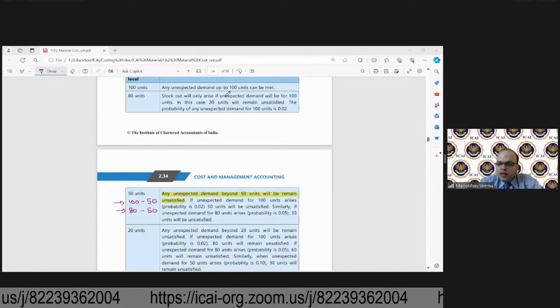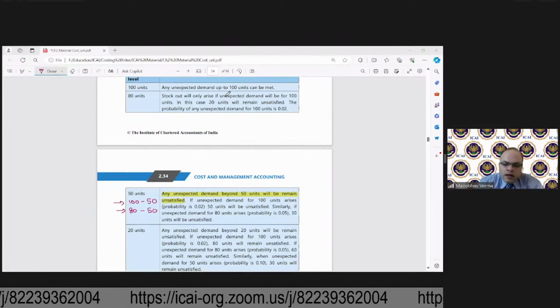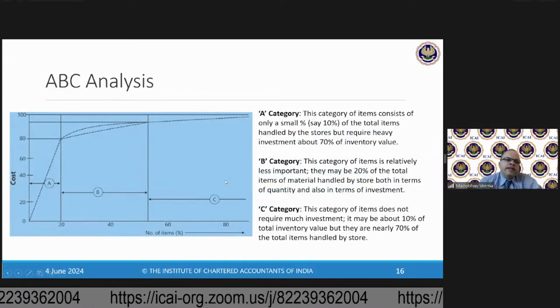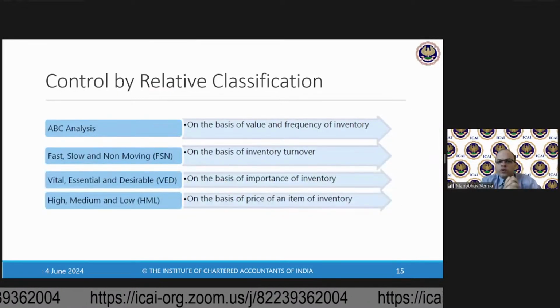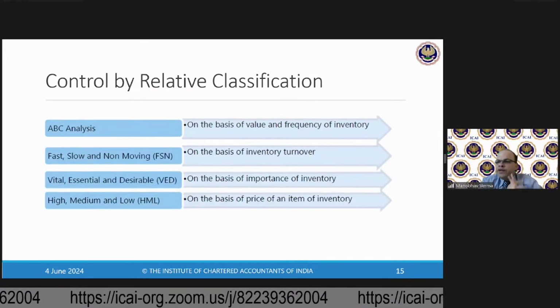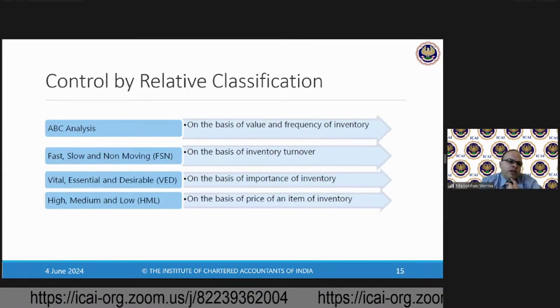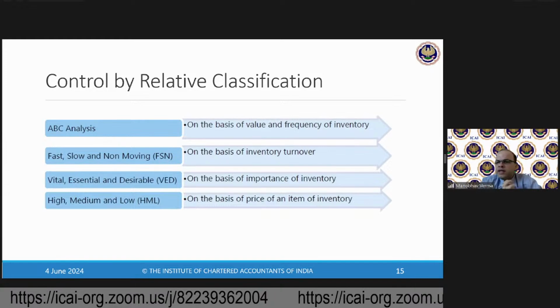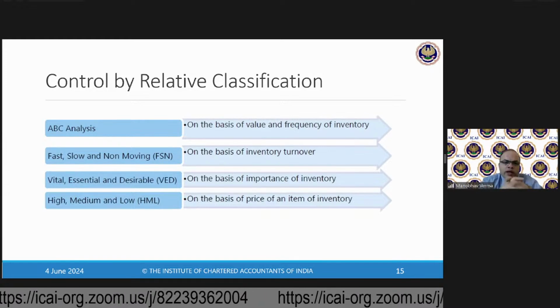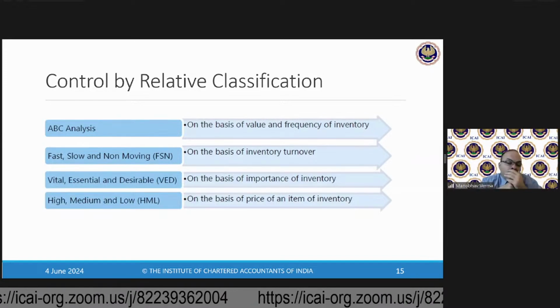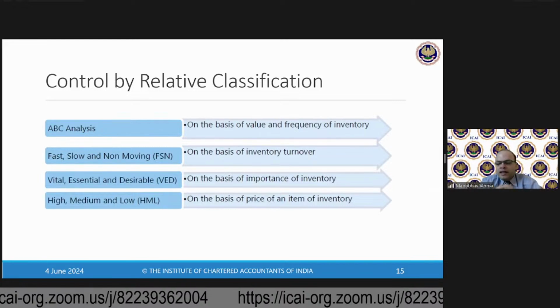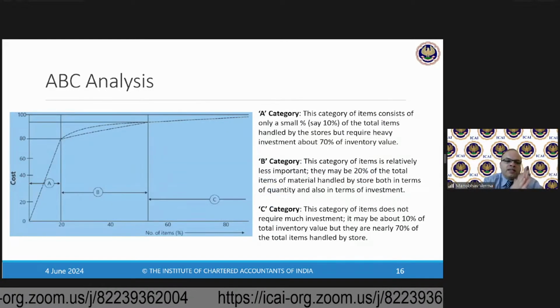Perfect. Now, let's also quickly look at the other various ways of stock control. I was talking about a relative classification, guys. One is ABC analysis. One is fast, slow, and non-moving; vital, essential, and desirable; high, medium, low. So ABC is based on the value and the frequency. ABC analysis is a very, very interesting analysis, guys.